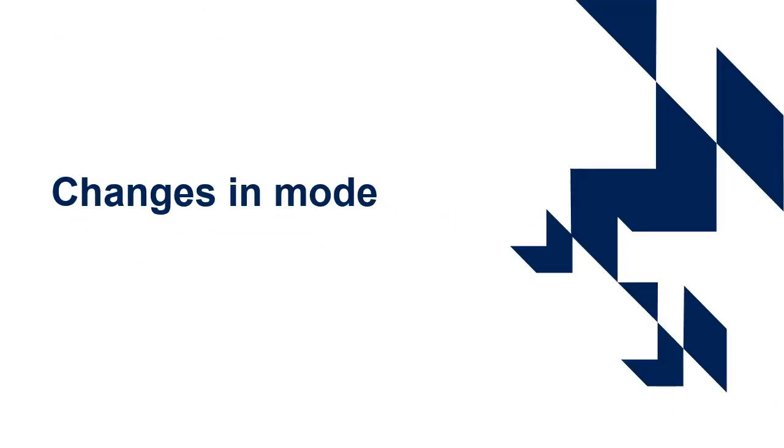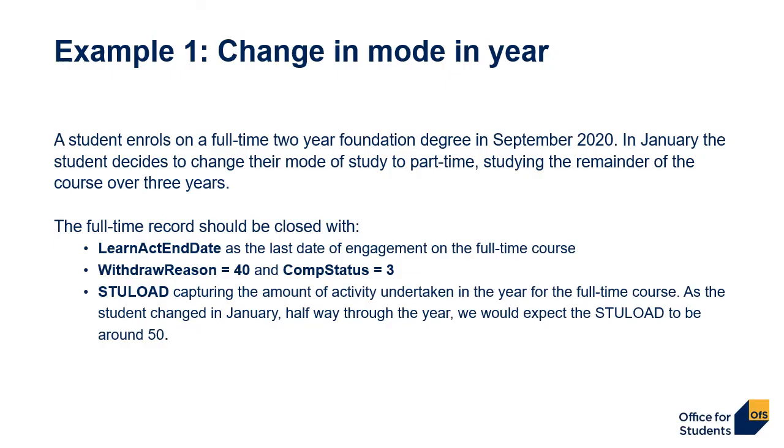The first one we're going to look at is what happens when there's a change of mode during the year. In this case, the key action to be taken is that you close the full-time record by returning a Learn Act end date, the last date of engagement on the full-time course, along with an appropriate STU load that captures the activity undertaken in the year for the full-time course.